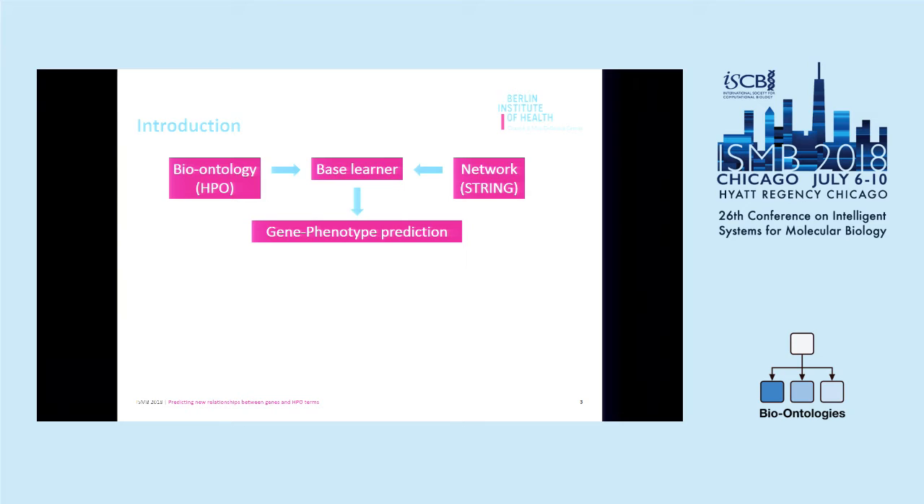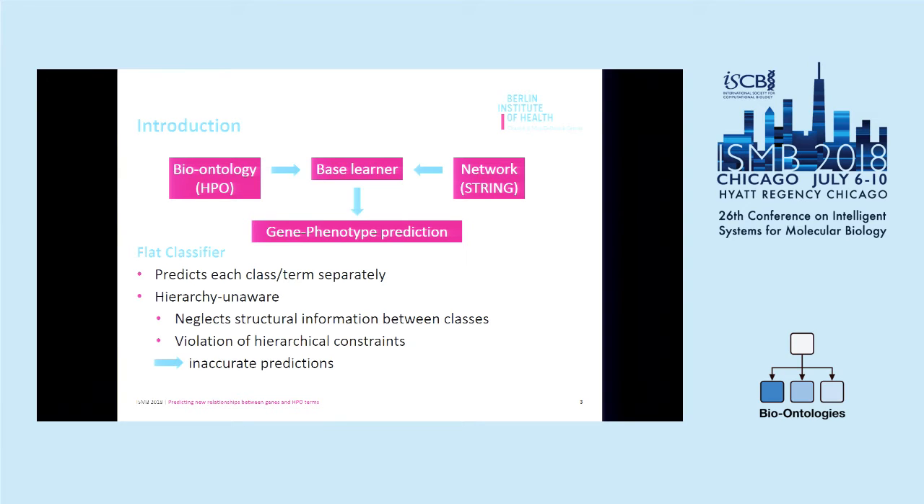The problem with these base learners is that they are so-called, I call them, flat classifiers, so they're absolutely unaware of the hierarchical structure of our ontology. They don't know that it's a DAG, so they're simply predicting term to gene and nothing else. This will have some violating constraints, and we're getting inaccurate predictions. So how can we solve this?